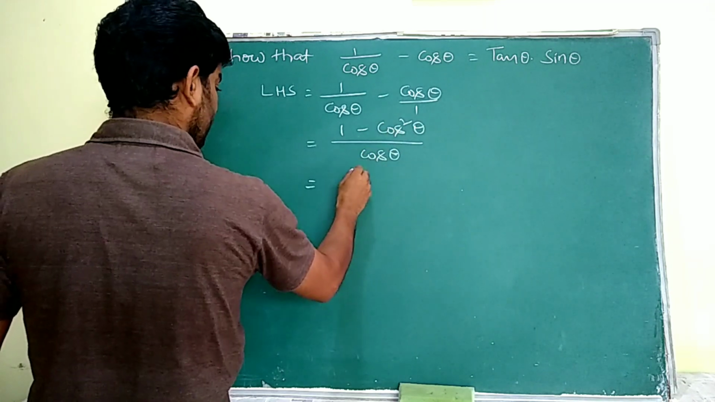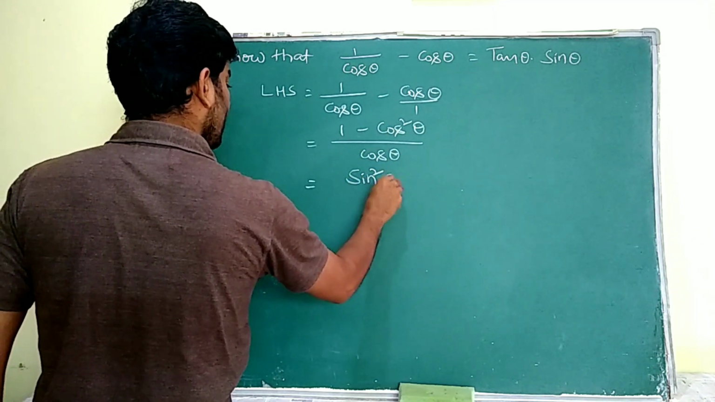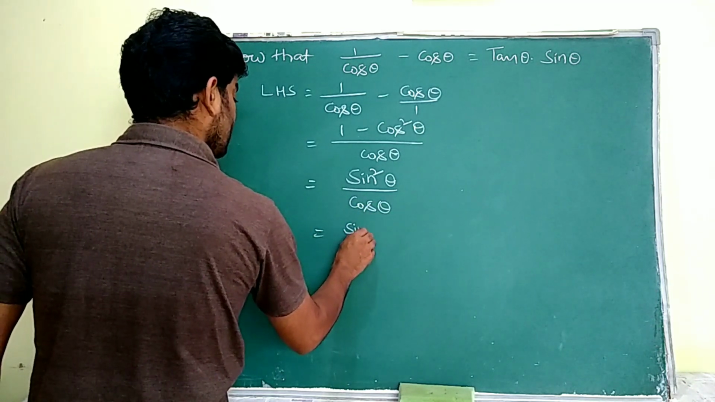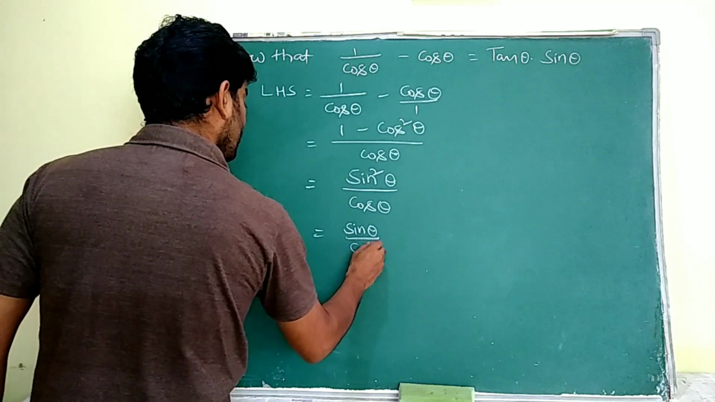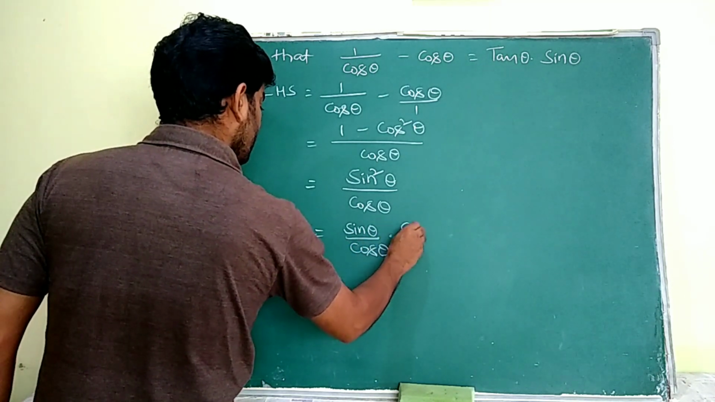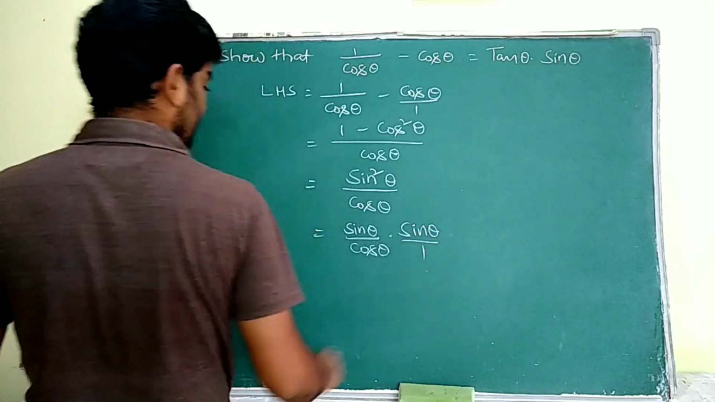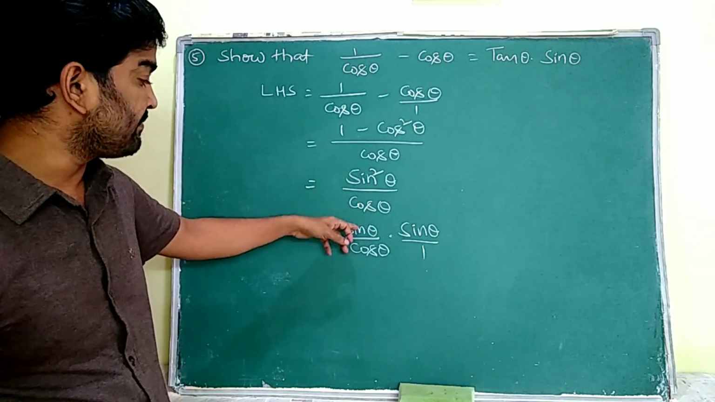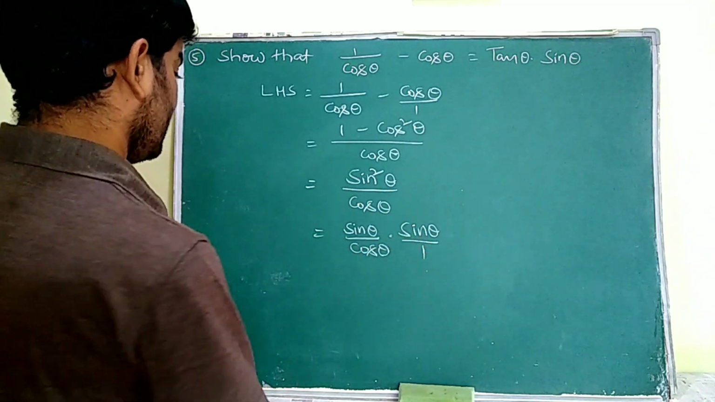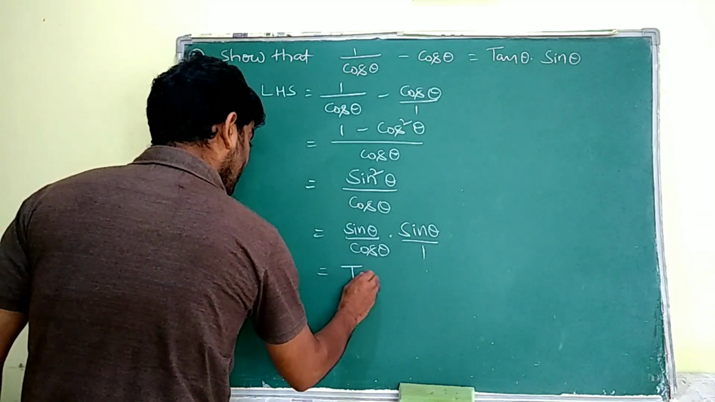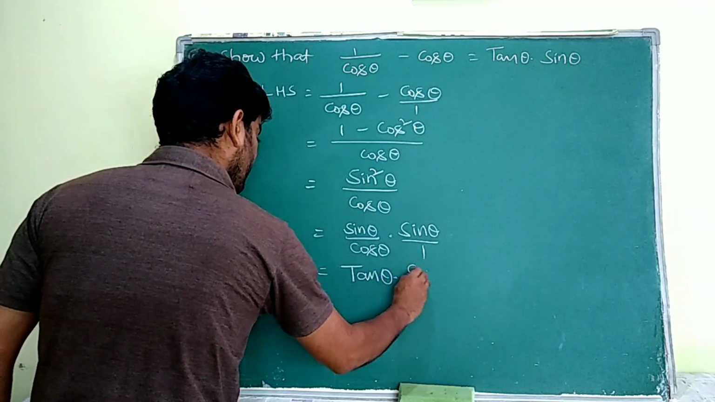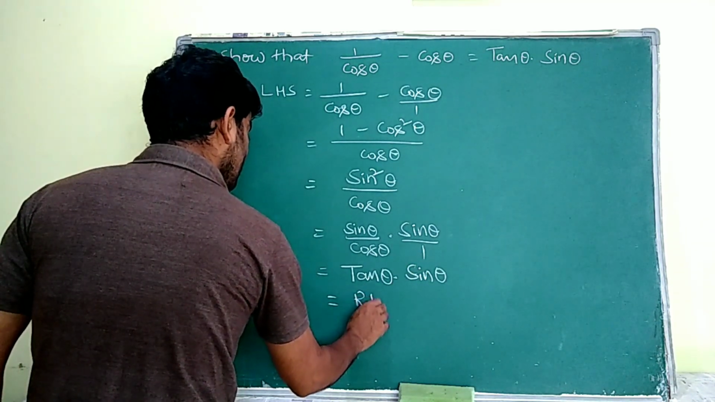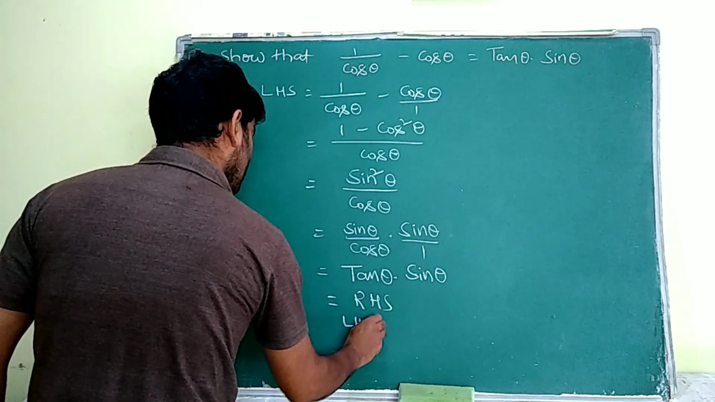We know that 1 minus cos square theta is nothing but sin square theta by cos theta. Sin square theta means sin theta into sin theta, I am going to write. Can I write this sin square theta as sin theta into sin theta ma? Yes. So sin theta by cos theta and sin theta by 1. We know that sin theta by cos theta is nothing but tan theta, into sin theta. This is our RHS. LHS is equal to RHS.